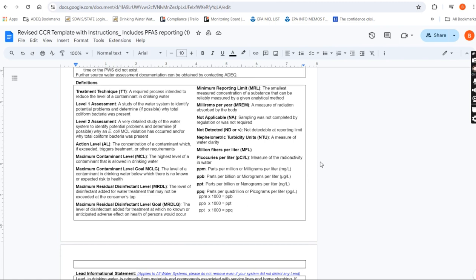The definitions section. These definitions are required to be included as written. If you do not use a term in your report, such as if you had no level 1 or level 2 assessments, you can delete those definitions out. However, things like maximum contaminant level goal, not detected, and all of these acronyms do need to be included no matter what.